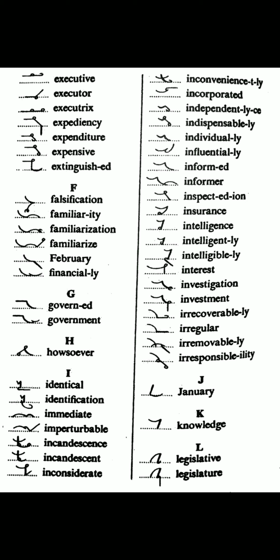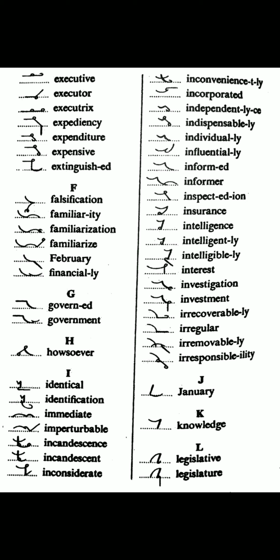F stroke on the line, downward L, S circle with unhook for falsification. F stroke, M stroke on the line for familiar and familiarity. F stroke, M stroke, S circle with unhook is used here for familiarization. F stroke, M stroke, upward R with S circle is used here for familiarize.